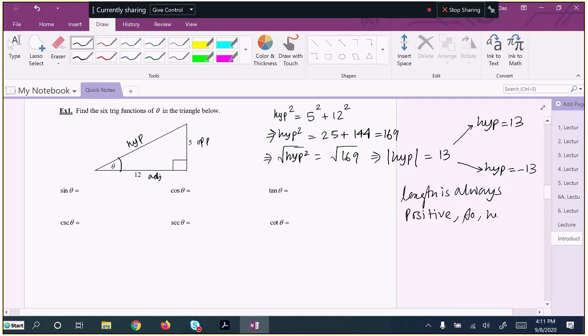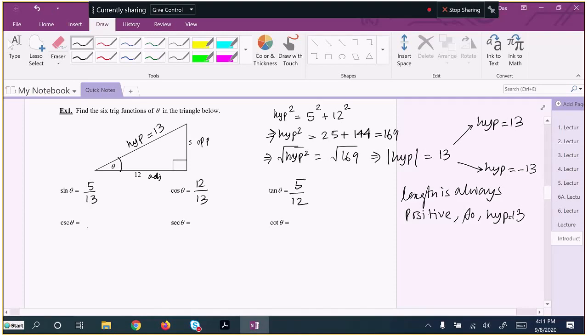So hypotenuse, we will assume, is 13 units. So this side here is 13. And the trigonometric ratios are going to follow very easily. So now I will say sine, which is opposite over hypotenuse, is 5 over 13. Cosine is adjacent over hypotenuse, so 12 over 13. Tangent is opposite over adjacent, so 5 over 12.